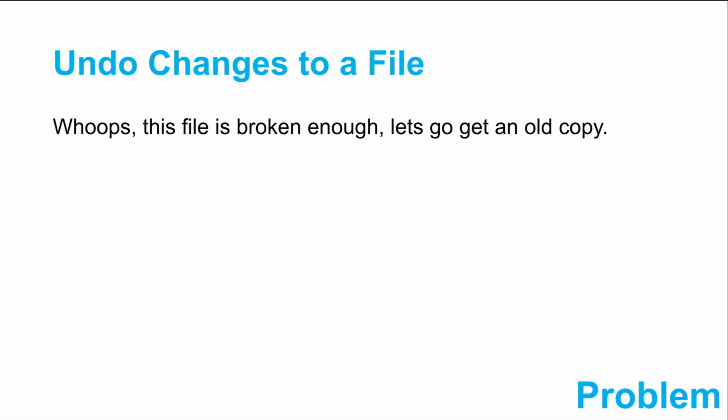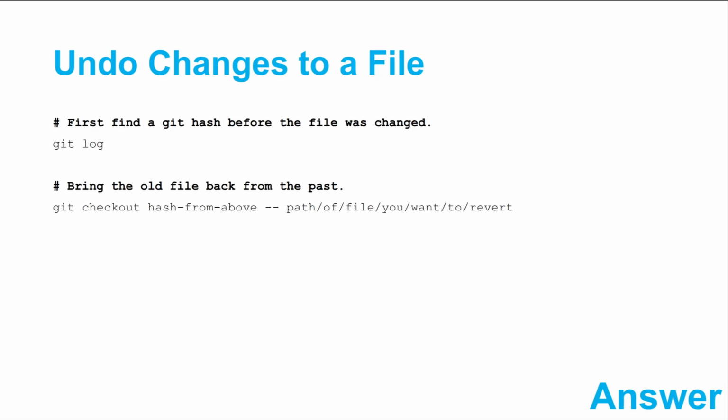So yeah, broke a file. How do you get an old copy? Well, first you find the commit where the file was good. So either use your forge or git log and look through that. And then you bring a file out from the past, which is just git checkout, the hash that you found earlier, two hyphens, and then the path of the file that you want to bring back.